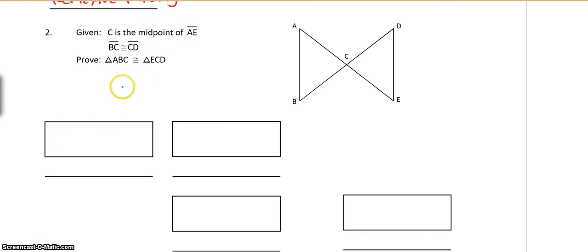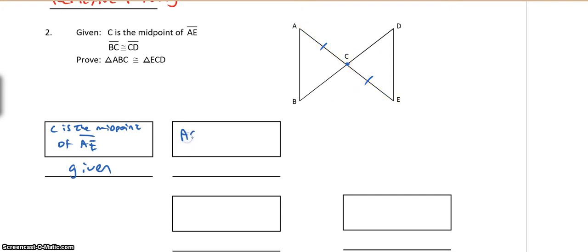In this case, C is a midpoint of AE. So C is the midpoint of AE, and that information was given to us. Now we haven't proved anything congruent yet, but we know a midpoint cuts it in half. So C we know cuts this piece in half, so let's communicate that.